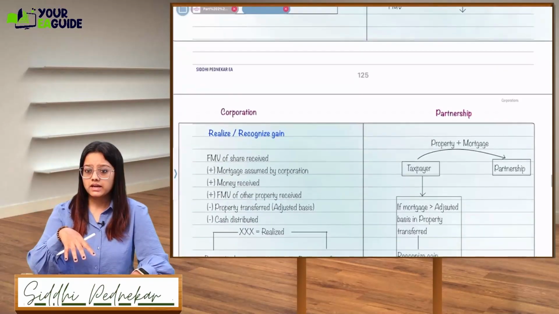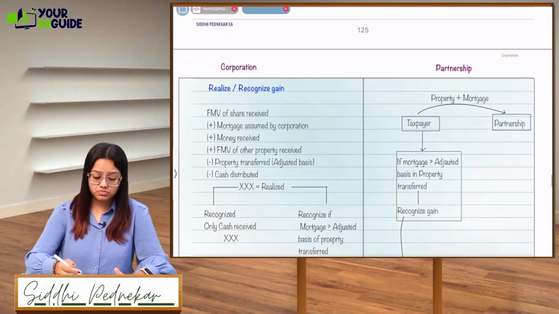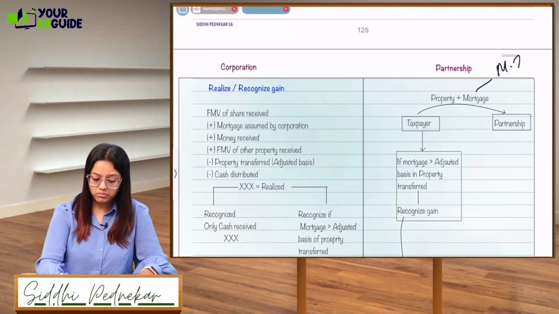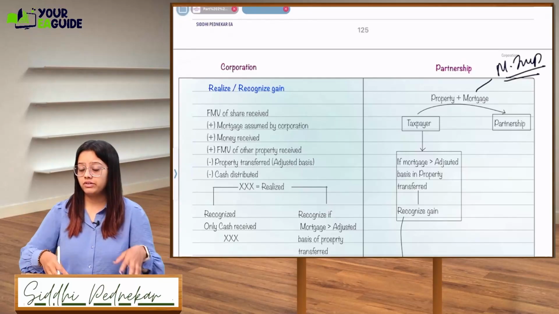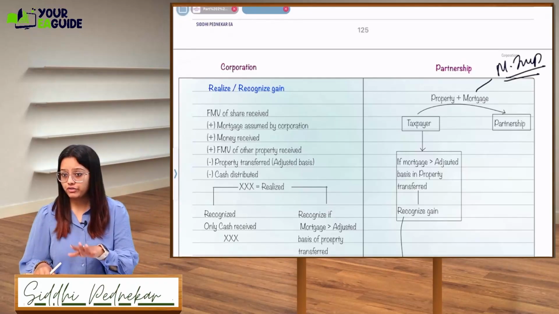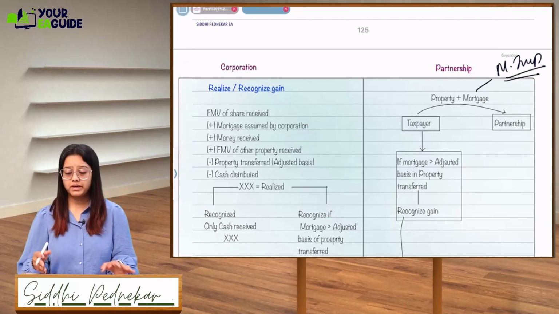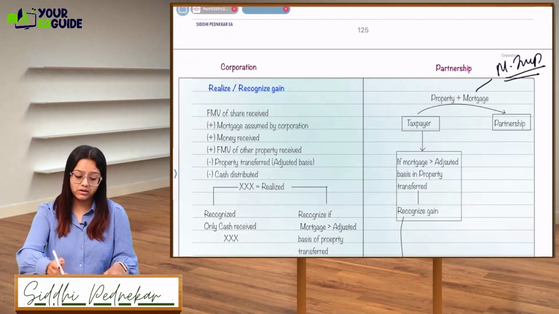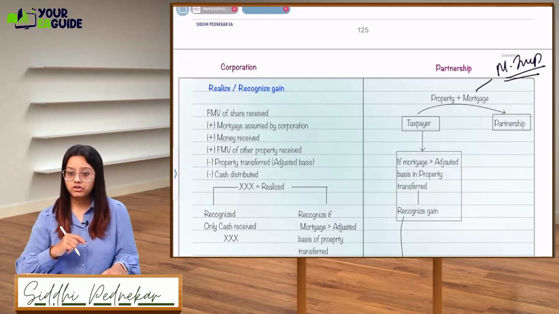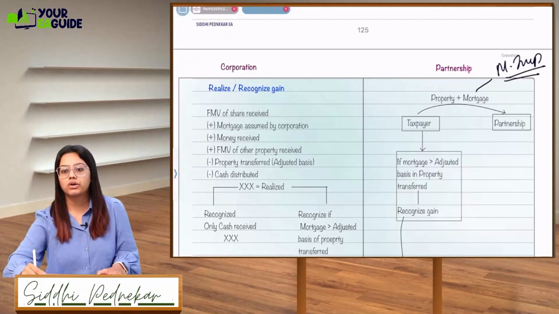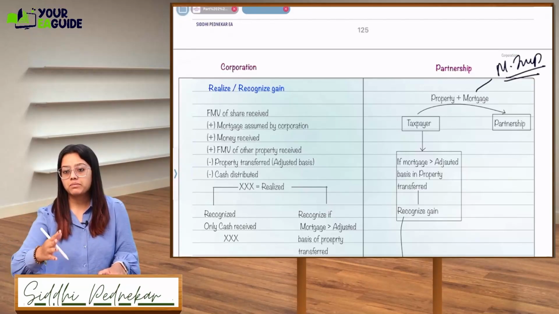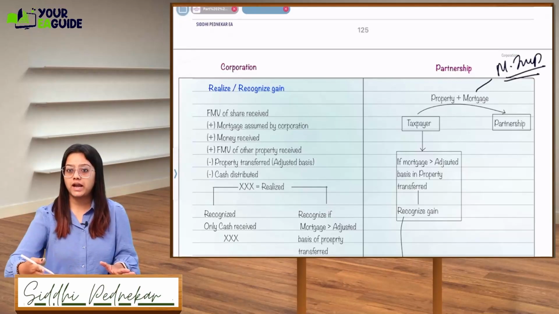Got it, guys? Next, there is a third scenario which is most important. Just mark it like this. There will be straight away 3 to 4 MCQs based on this, but it will be twisted in a different manner. A taxpayer is contributing property plus mortgage. Along with the property, it might happen that a mortgage is also attached to that property.